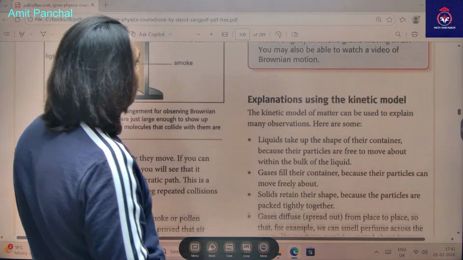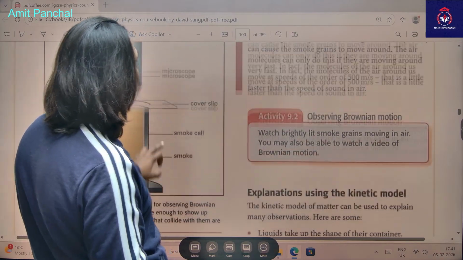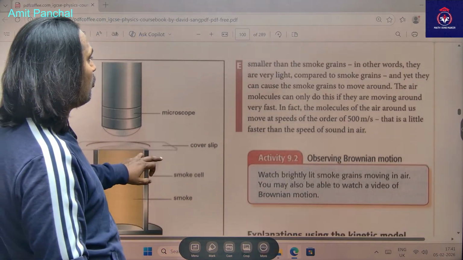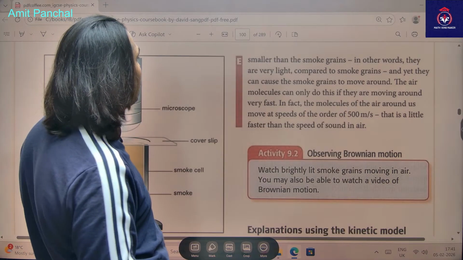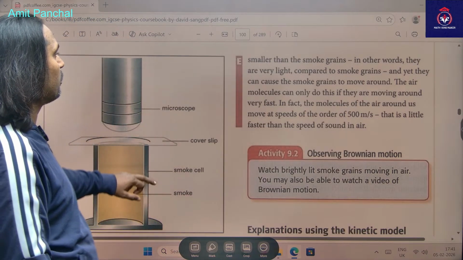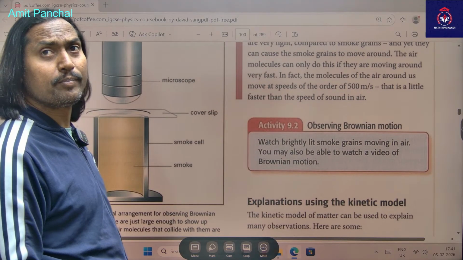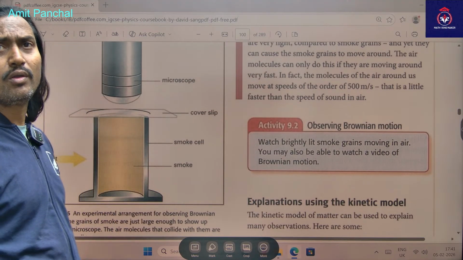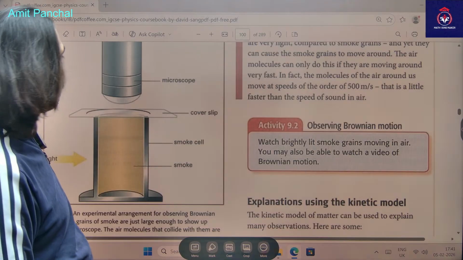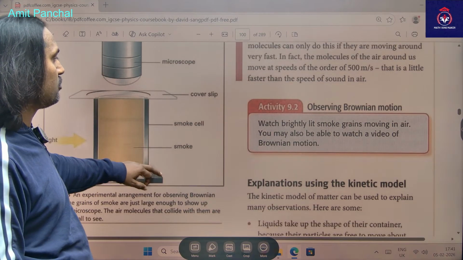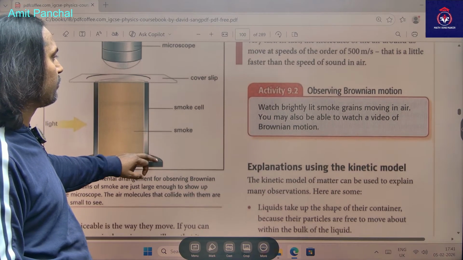Okay, I'll tell you what the outcome is. Smaller than the smoke grain, in other words, they are very light compared to smoke grain. And, well, I don't think this example is needed, sir. Okay, it is not in your syllabus.